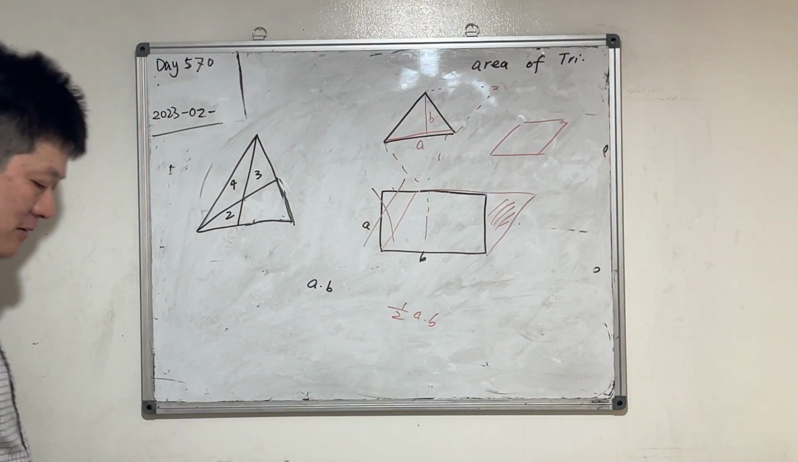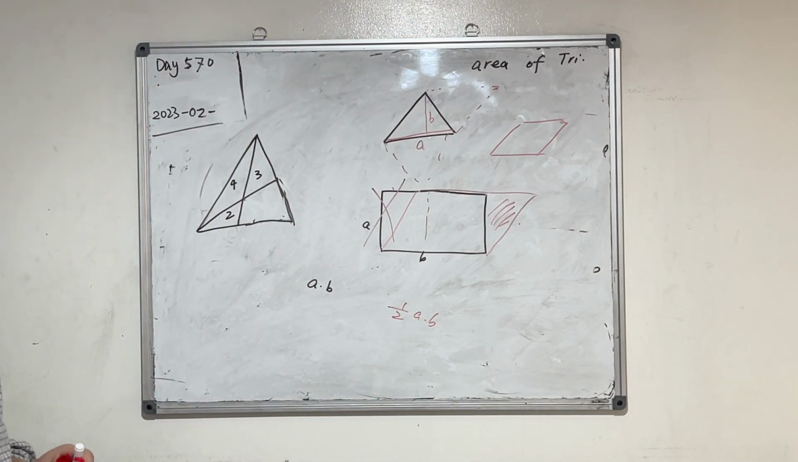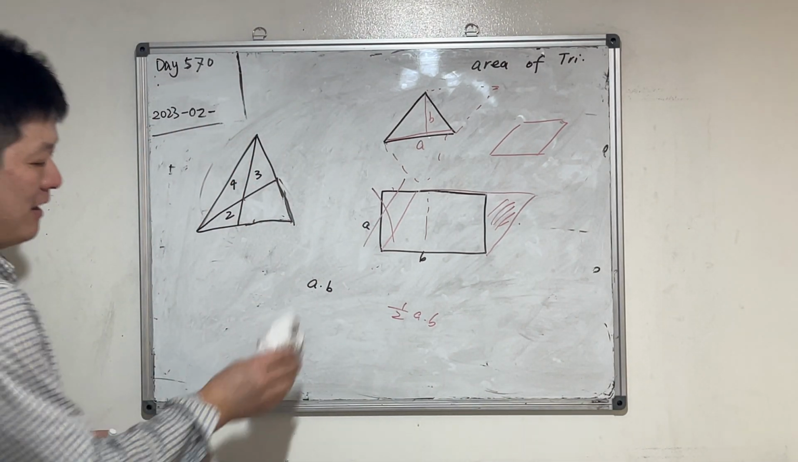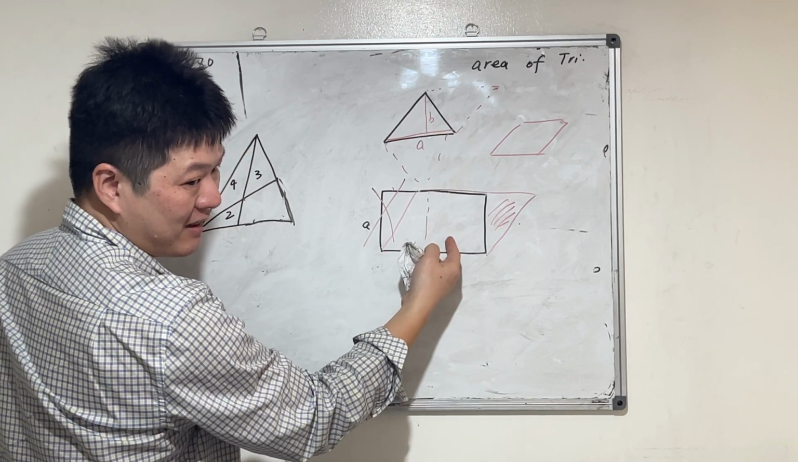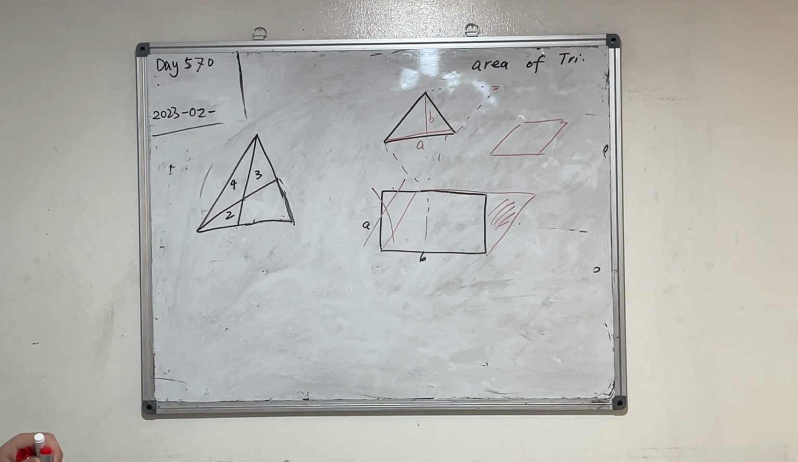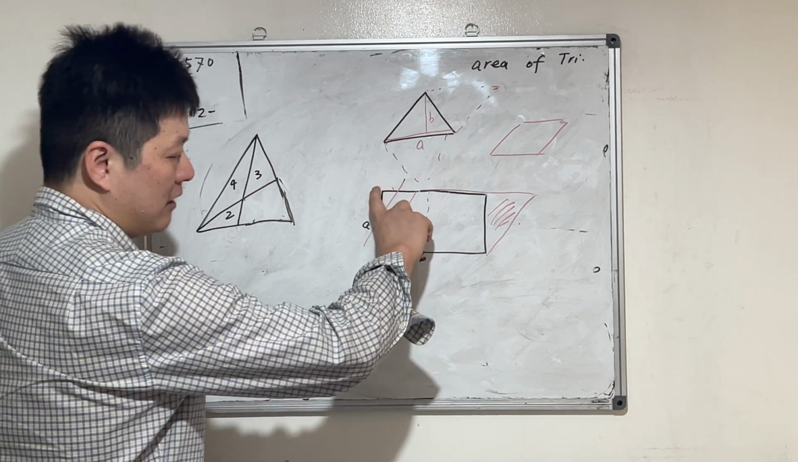I'm saying A times B divided by 2, and you're saying what's A, what's B, and what's the length and the width. You're saying the height and the other thing, but I'm saying the length and width.